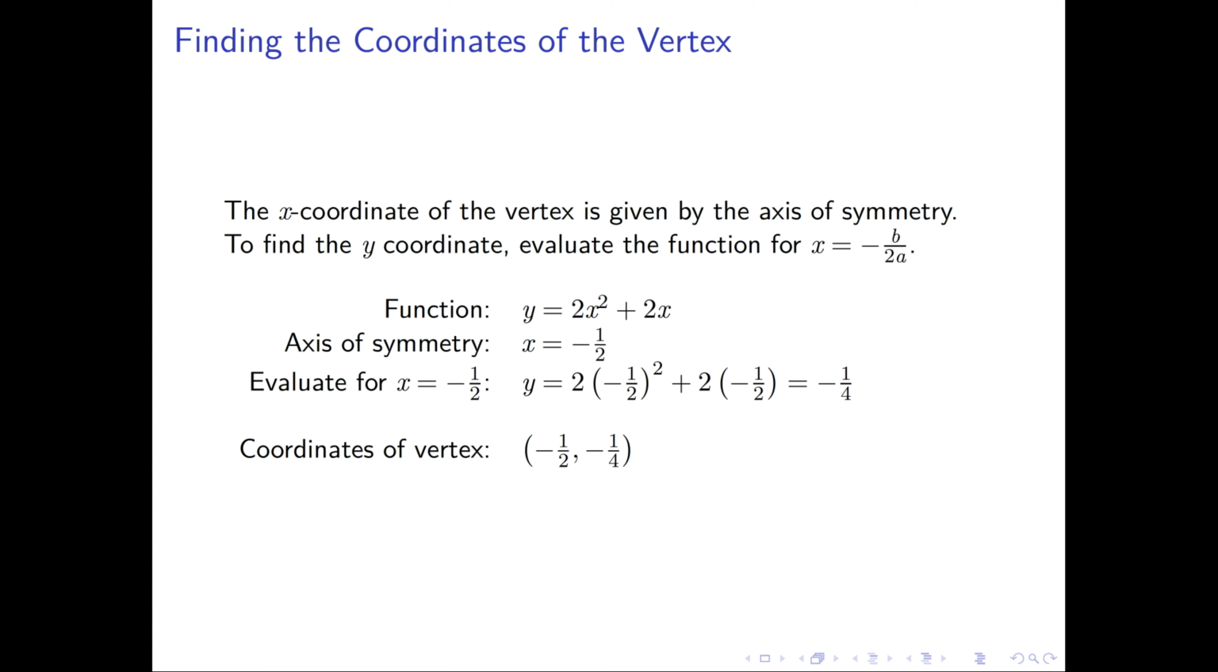So if we take the function y equals 2x squared plus 2x, we remember that the axis of symmetry was x equals negative 1/2. And to find the y-coordinate of the vertex, we substitute negative 1/2 for x into the function. And we evaluate. You'll see that y equals 2 times negative 1/2 squared plus 2 times negative 1/2, and that equals negative 1/4. So the coordinates of the vertex are negative 1/2, comma, negative 1/4.